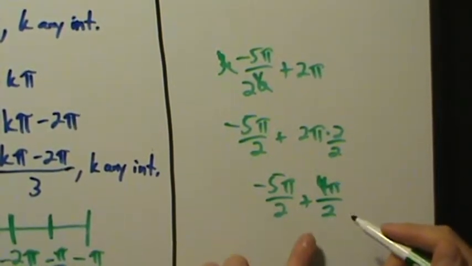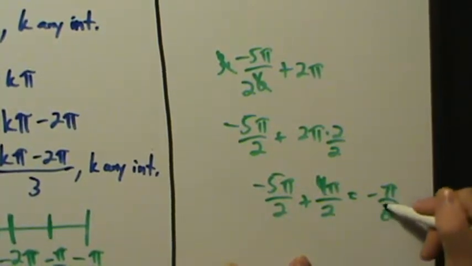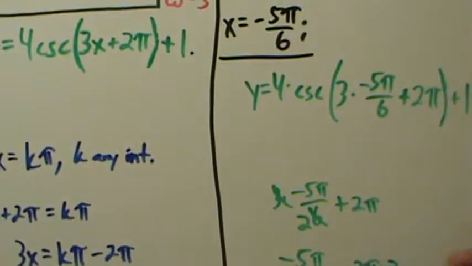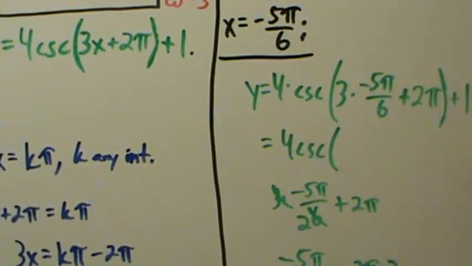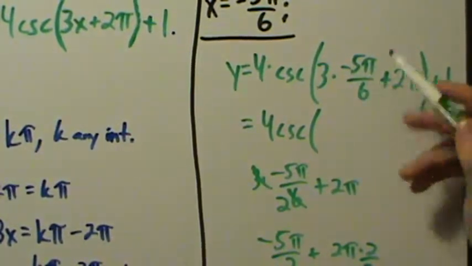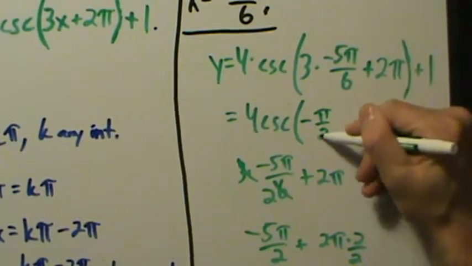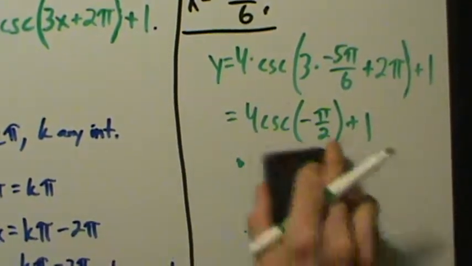Okay, so negative 5 pi over 2 plus 4 pi over 2 is negative pi over 2. So that actually simplified kind of nicely. Okay, so negative pi over 2. So this is equal to 4 times the cosecant of, remember this whole thing, we just simplified this entire expression and it turned out to be negative pi over 2. So negative pi over 2, and then plus 1 here. Okay, so let's get rid of this.